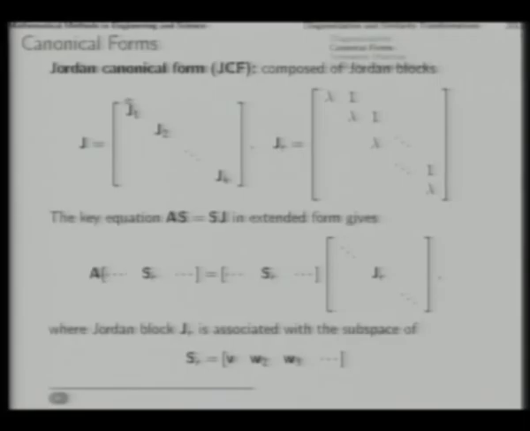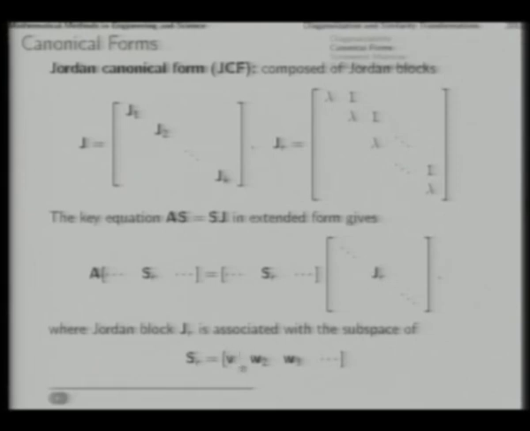So, if there are k Jordan blocks, then there will be k such bunches with appropriate vectors clubbed together, and then we will have A times the entire matrix S equal to the same matrix S multiplied with the Jordan canonical form of the matrix A, like this. Now, if we look at what is there in this bunch of vectors S_r, the number of column vectors in S_r will be the same as the number of columns or rows in the square block J_r.